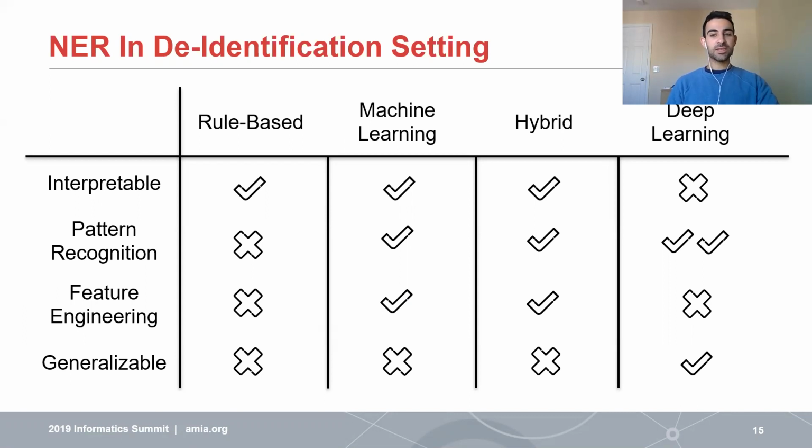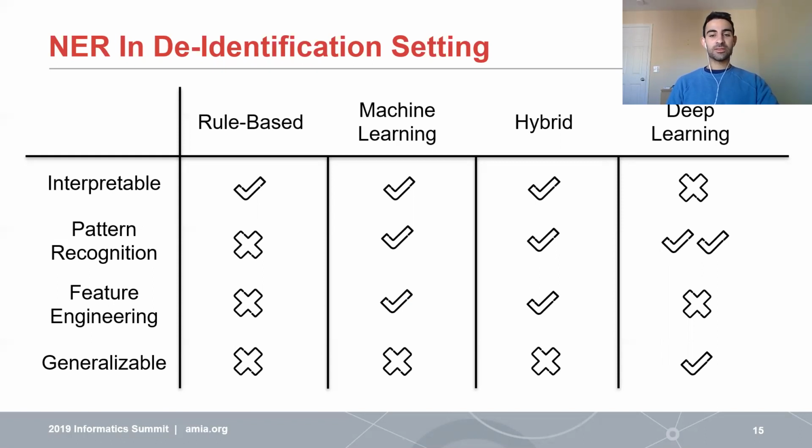The most recent and successful approach is deep learning-based NER. Deep learning methods learn complex patterns between the input and output space, making them more generalizable. In addition, they do not require any feature engineering on the developer's end. The model itself is able to learn a latent representation of the data that is useful for the task at hand. The major downsides of deep learning models is that they are not interpretable and require lots of data.